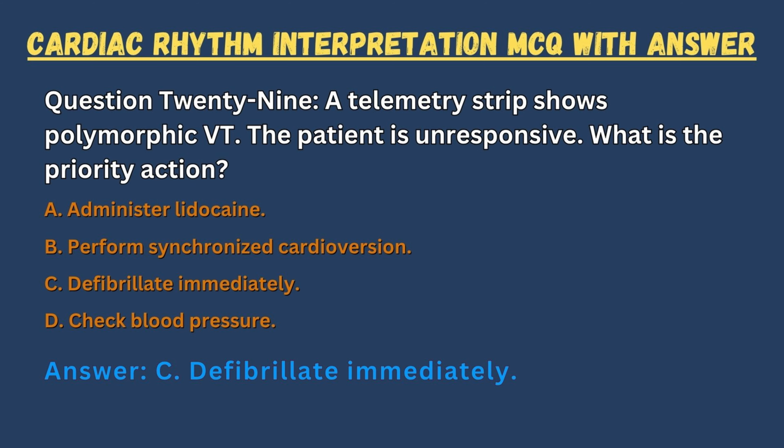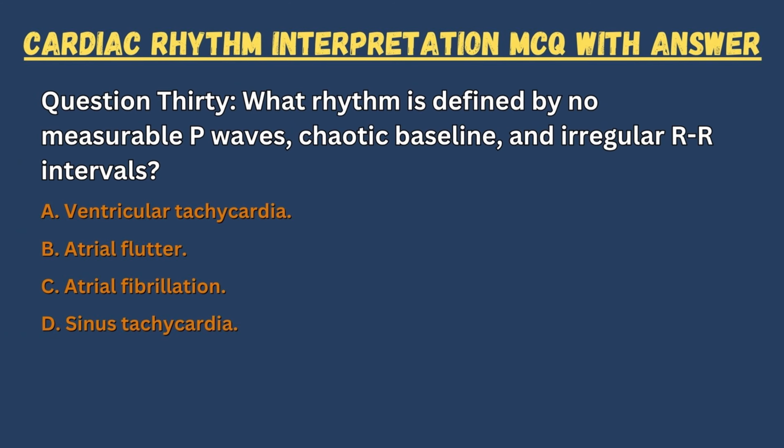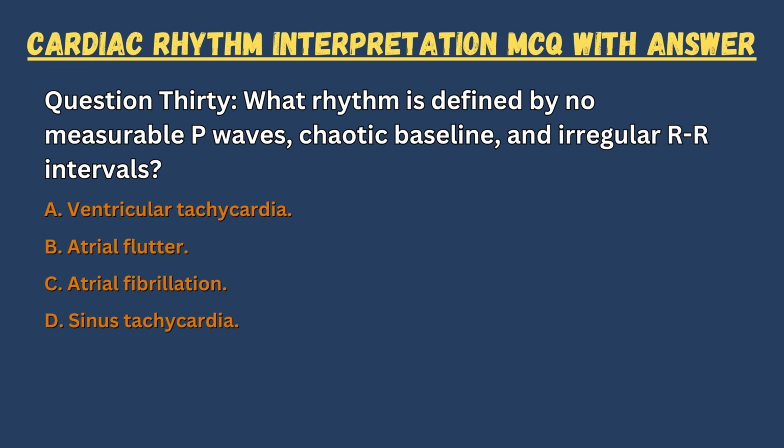Answer: C. Defibrillate immediately. Question 30. What rhythm is defined by no measurable P waves, chaotic baseline, and irregular RR intervals? A. Ventricular tachycardia. B. Atrial flutter. C. Atrial fibrillation. D. Sinus tachycardia.